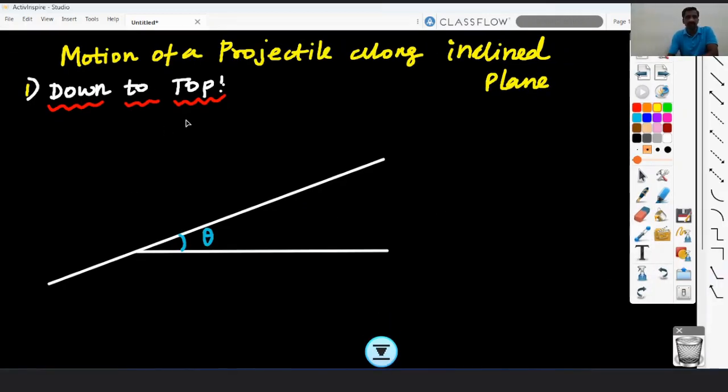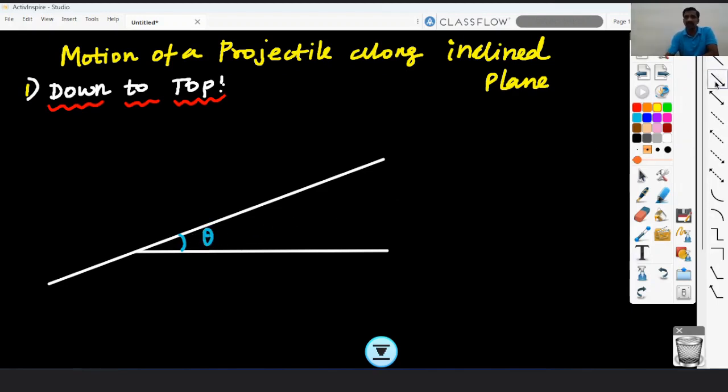Hello students, today we are going to discuss motion of a projectile along an inclined plane. The first case is down to top. That means the projectile is thrown from the bottom of the inclined surface to the top. Here this is a horizontal surface, and this line is the inclined surface which is making an angle theta with the horizontal.